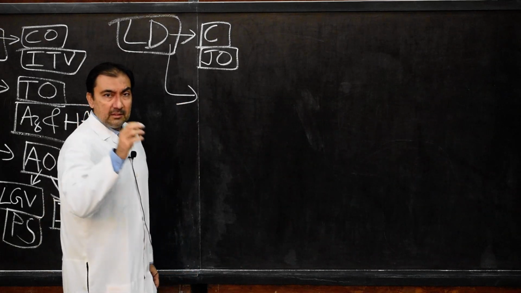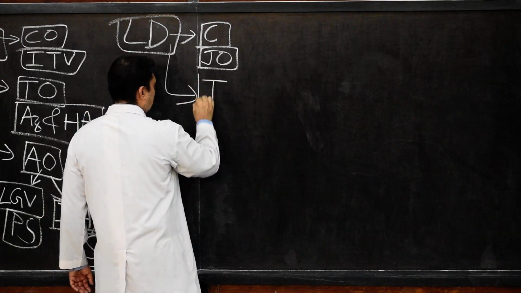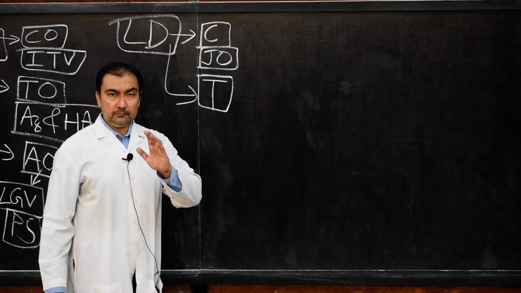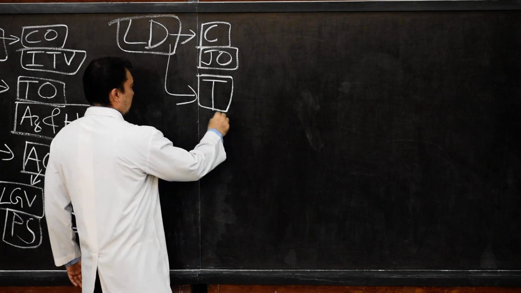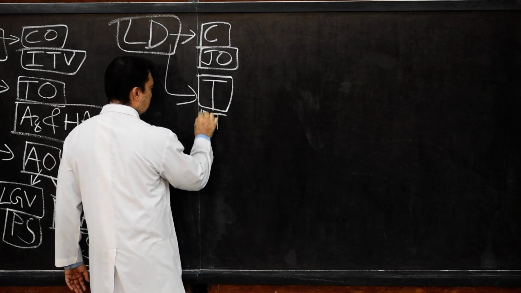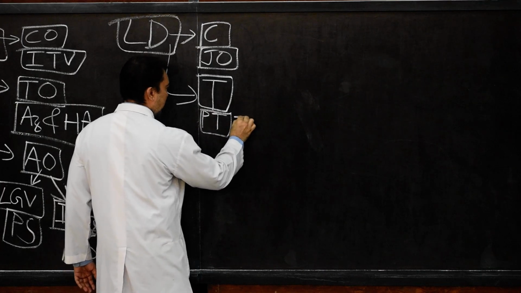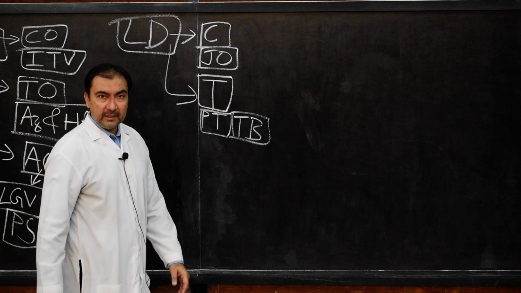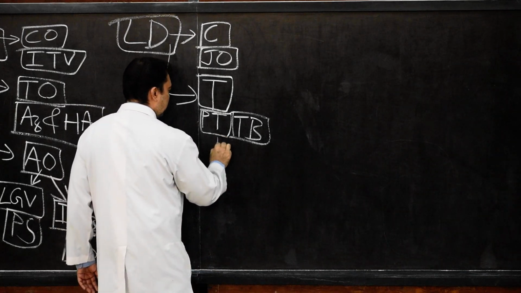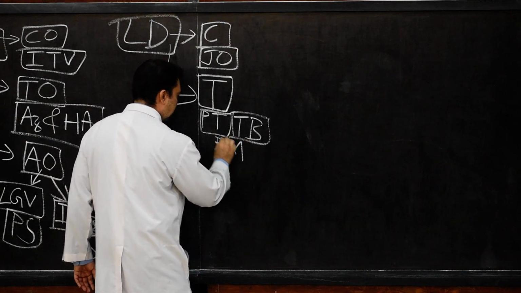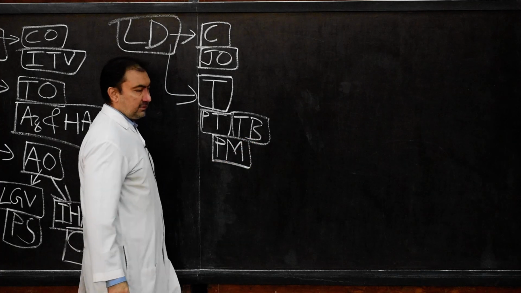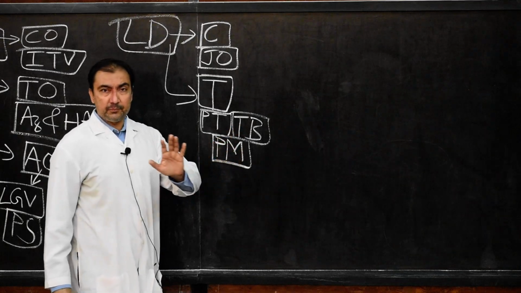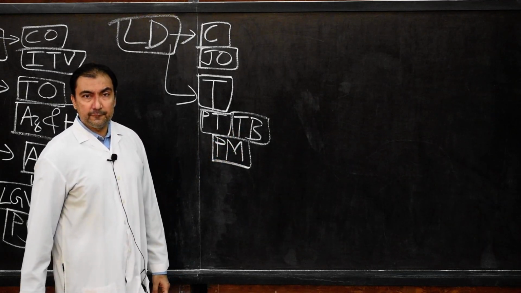Now thoracic part. The thoracic segment of esophagus will drain into paratracheal, here I will write paratracheal, then tracheobronchial group of lymph nodes, and finally also it will drain into posterior mediastinal group of lymph nodes. So the thoracic segment of esophagus will drain into paratracheal, tracheobronchial and posterior mediastinal group of lymph nodes.